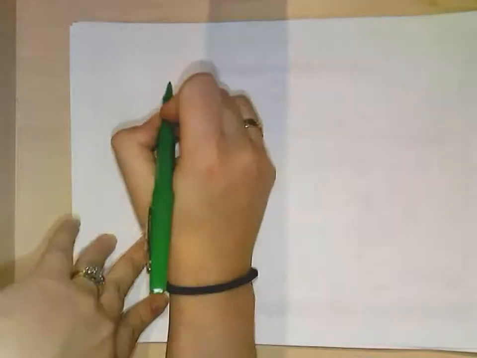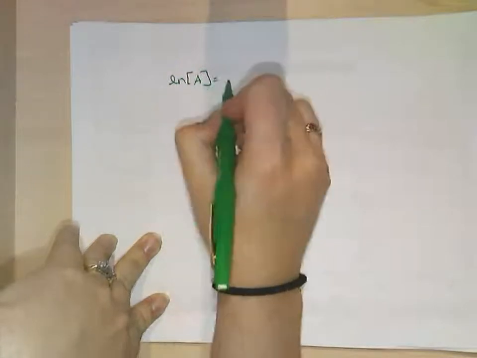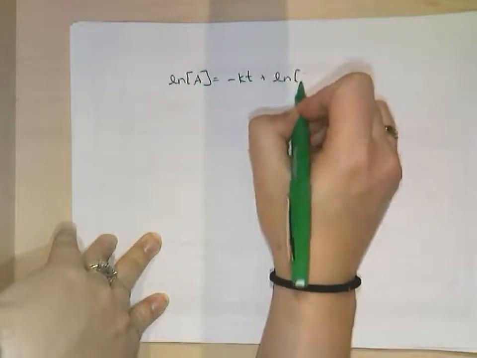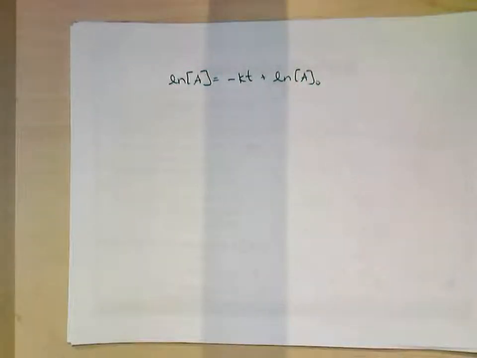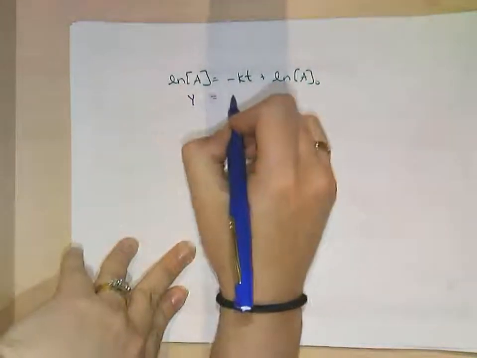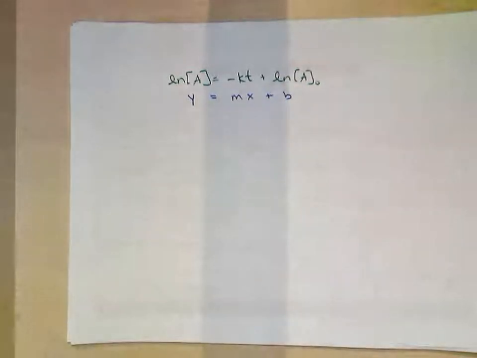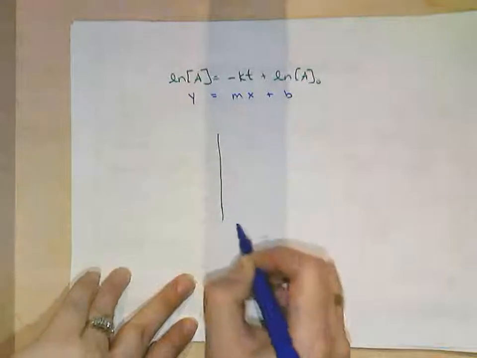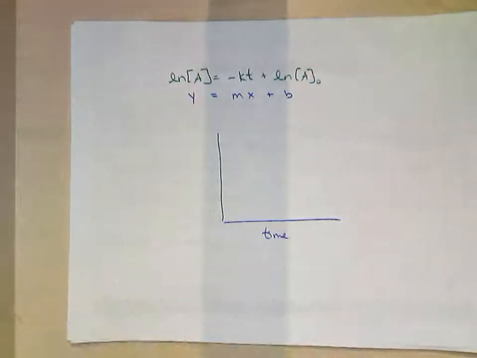I didn't leave myself nearly enough space to make this graph I want to make. I'm very excited. All right, so here's my equation again. Here's the same equation I just wrote over there. If I want to graph a line, what is the equation of a line? Y equals mx plus b. If I map those on top of each other, what then is going to be the x-axis for my graph? Time. What then should be the y-axis of my graph? This guy over here.